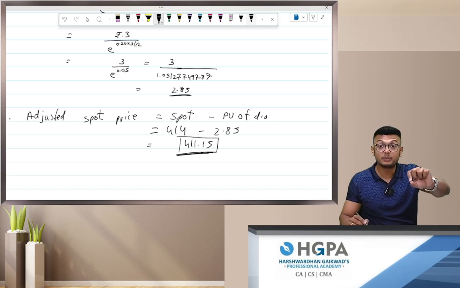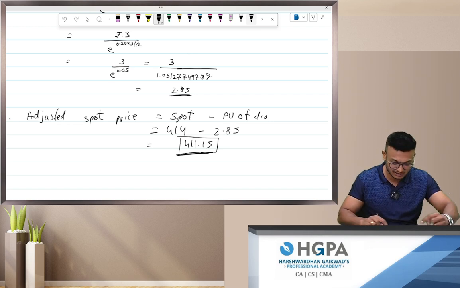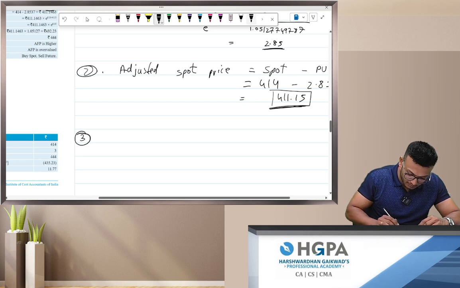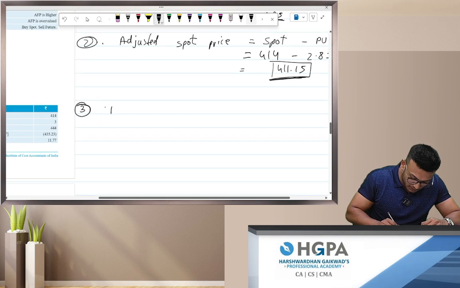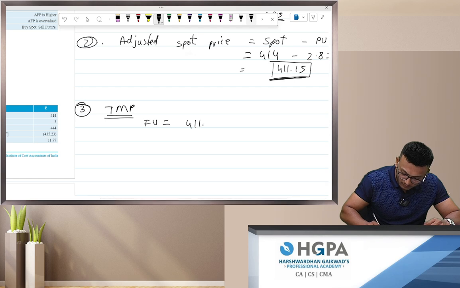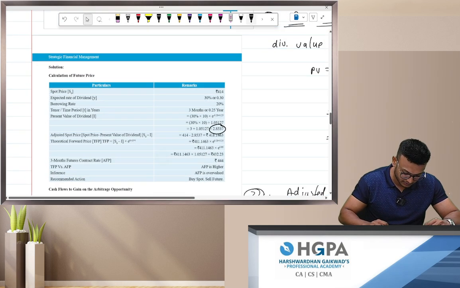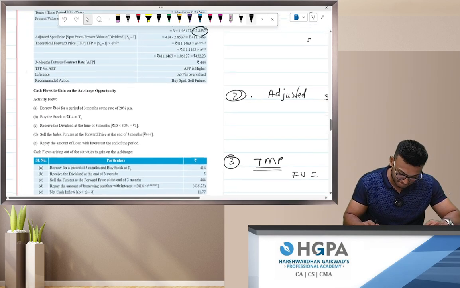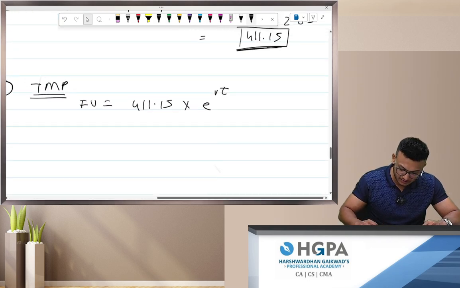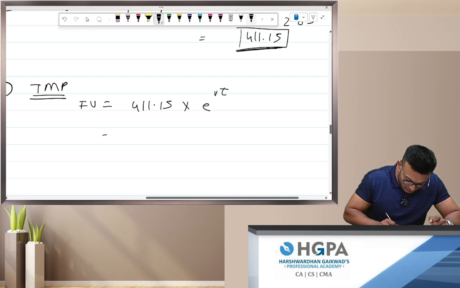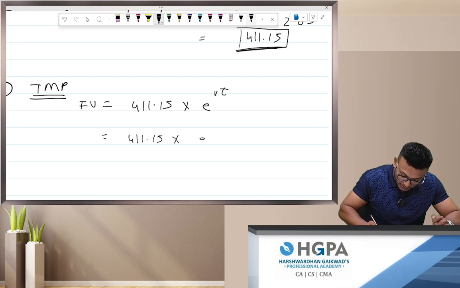Now we need to compute the theoretical market price by using this adjusted spot price. This will be your step number 3: compute the theoretical market price. How will we do it? 411.15 into e raised to rT. It is 3 months, same year, same months. In the previous question it was different. So 411.15 into e raised to 0.20 into 3 upon 12.